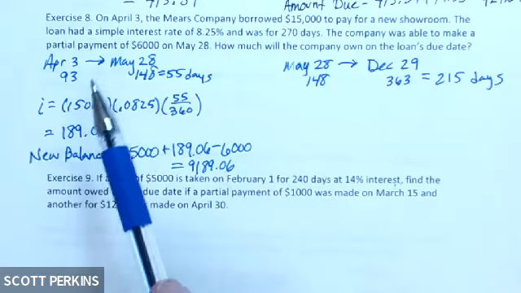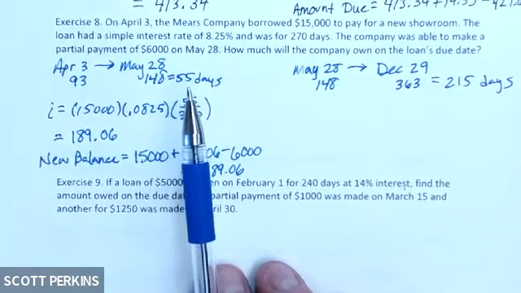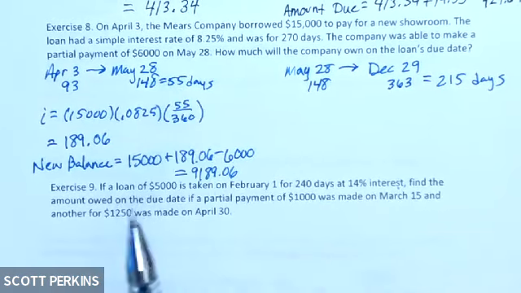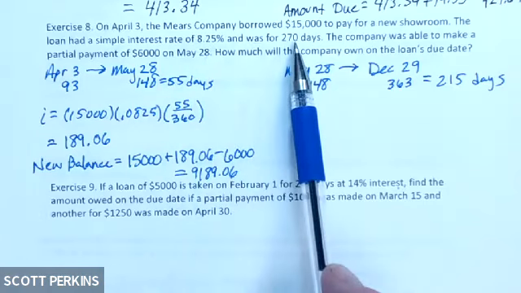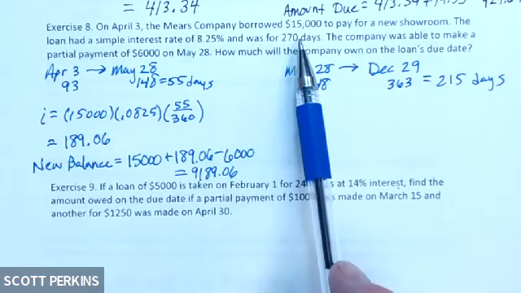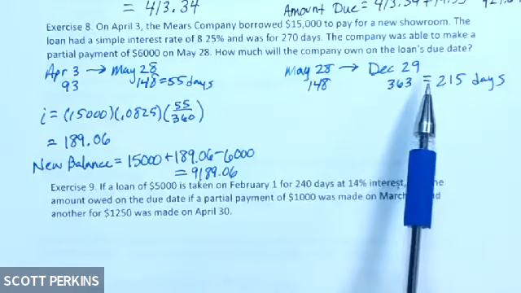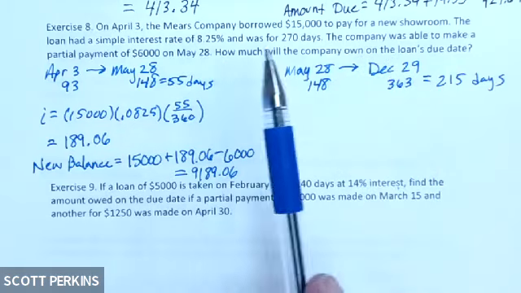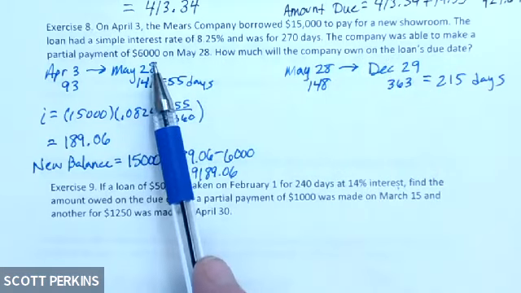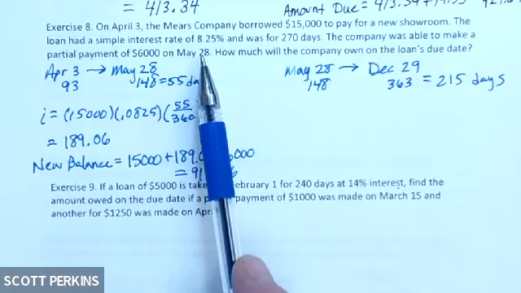So the first step for this company, they borrowed $15,000 at 8.25% interest. The loan was for 270 days, which, by the way, if it started on April 3rd, 270 days later is December 29th. So that's good to have kind of in the back of your mind. So they made a partial payment of $6,000 on May 28th.